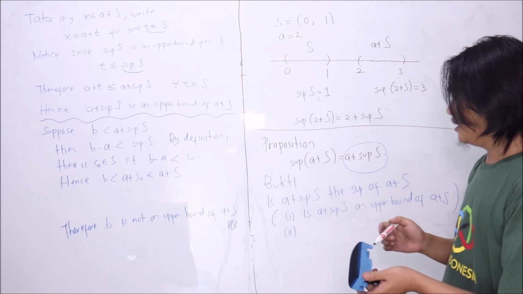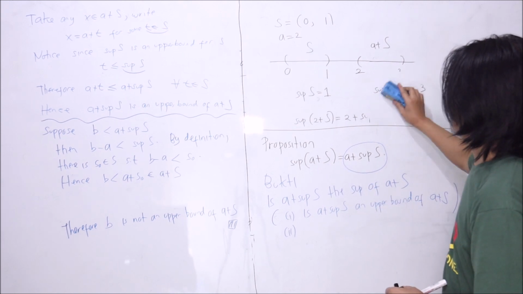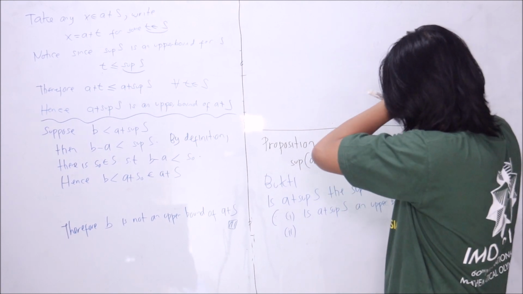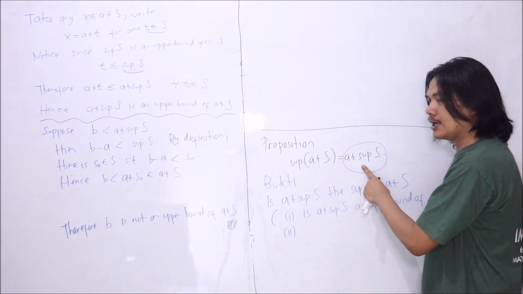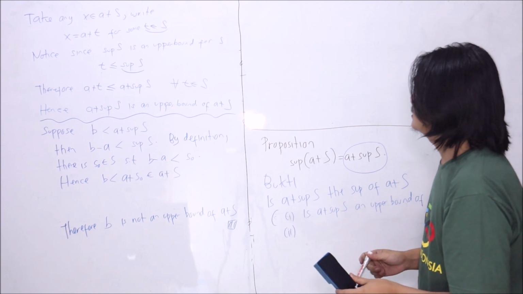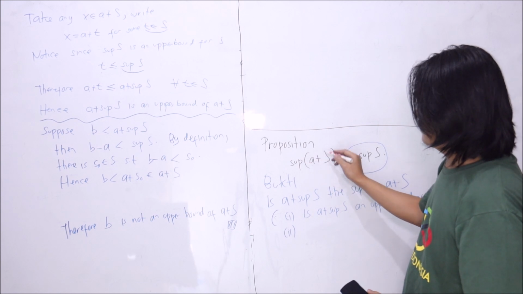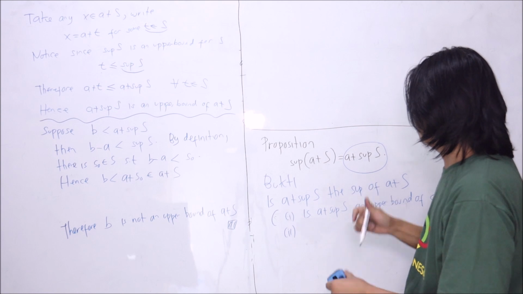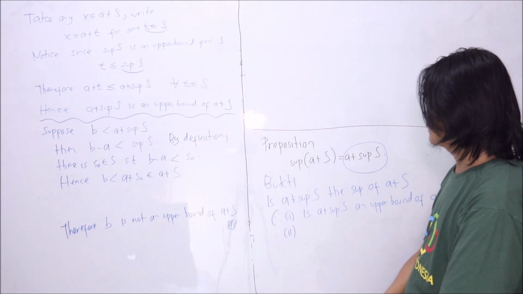Okay, so that is the first method to prove an equality between supremum. And the second method is by showing this guy is less or equal to that guy, and this guy is also less or equal to that guy. So let's do it. We want to show that, we don't know. Let's just do it naturally.